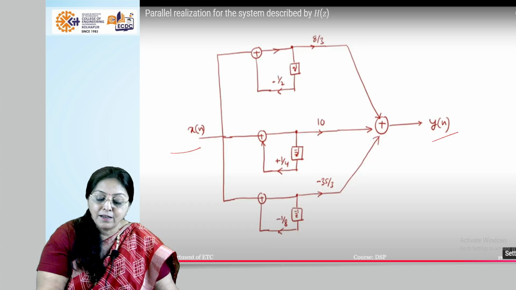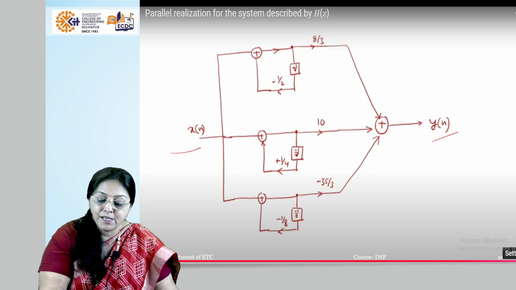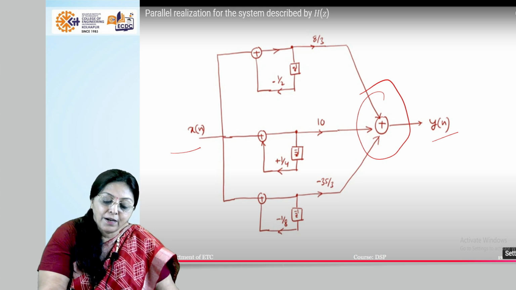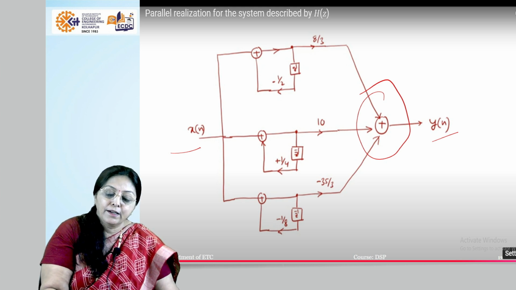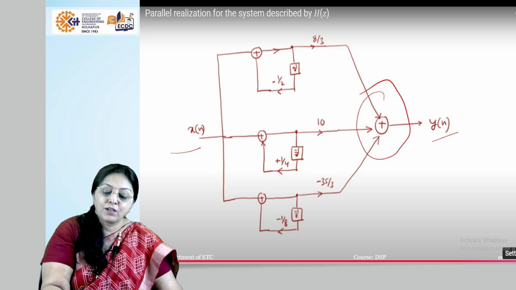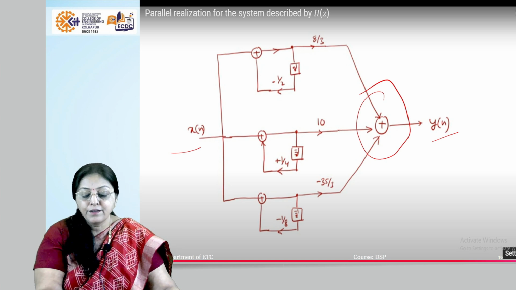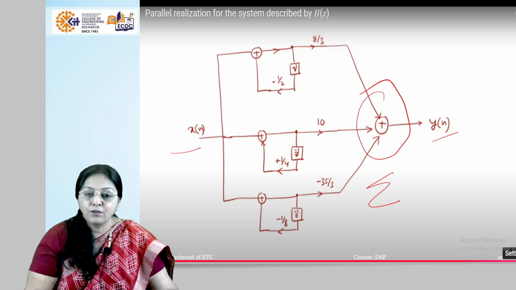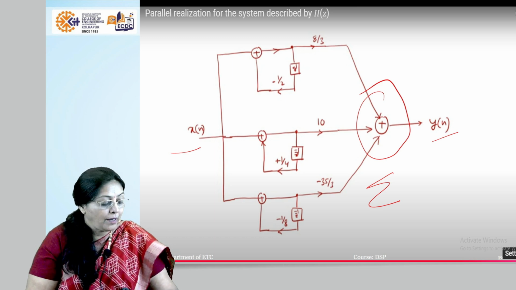Likewise, for the parallel realization, the final important point is this plus sign. We are making the adder. Either we can use a separate adder here, or add two and then add with the third one, or you can use a single adder, which we call a summation of all the results, and then you get the final output y(n).